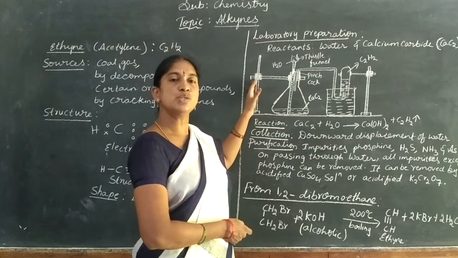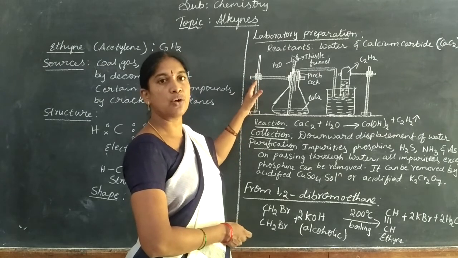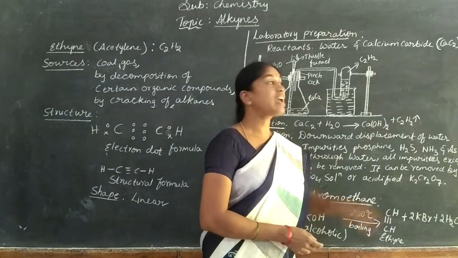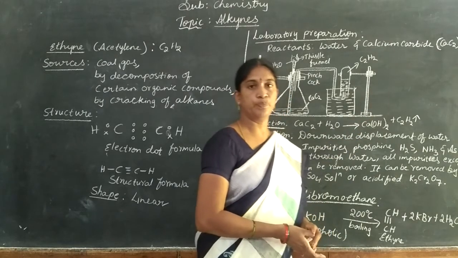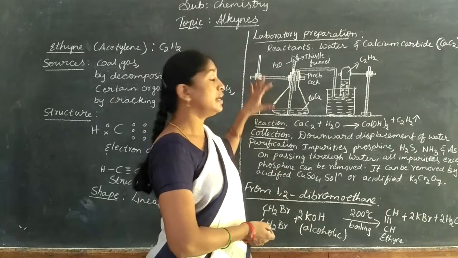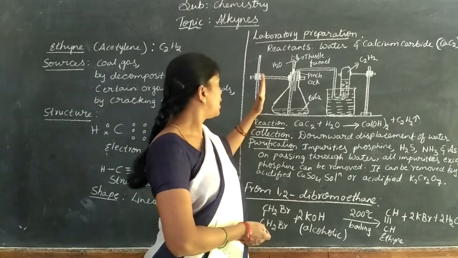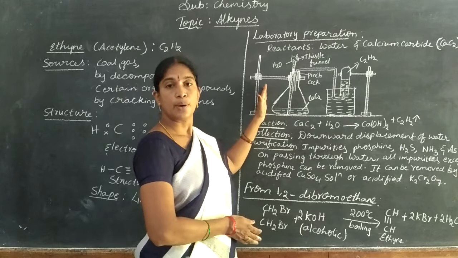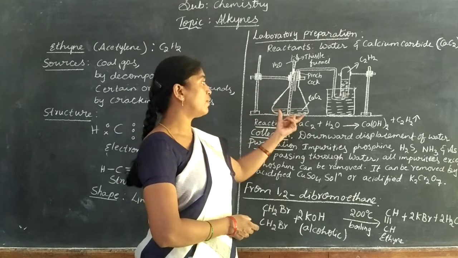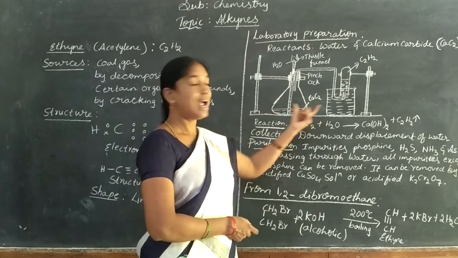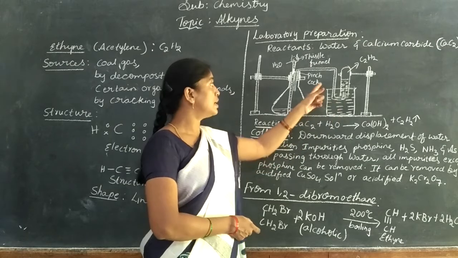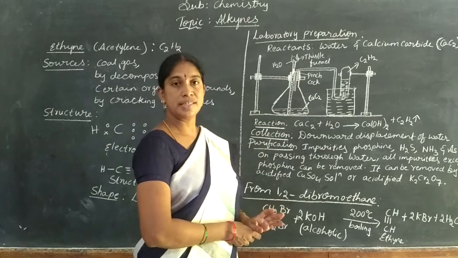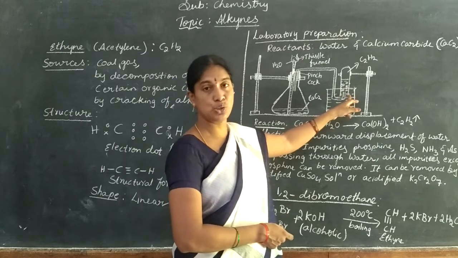The reagents required for the laboratory preparation of ethyne are water and calcium carbide. The formula of calcium carbide is CaC2. And this is the apparatus or setup for the preparation of ethyne. Here we will require a conical flask, a glass delivery tube, a thistle funnel, stands, and one test tube.